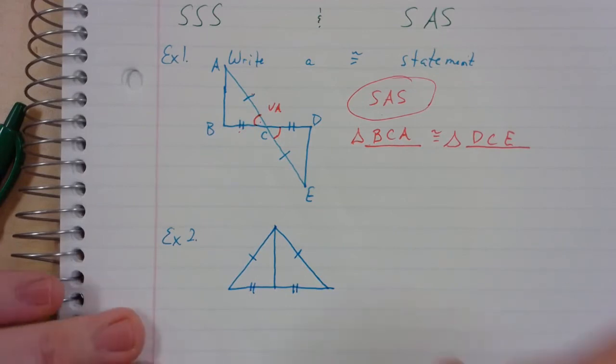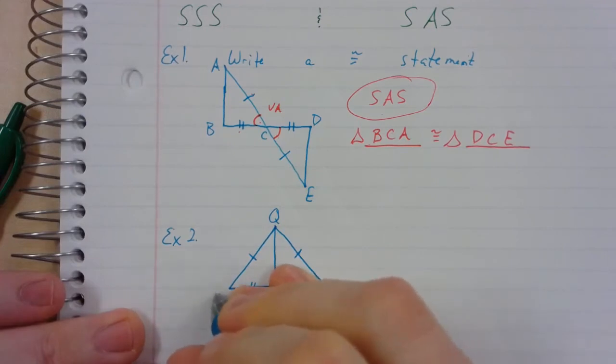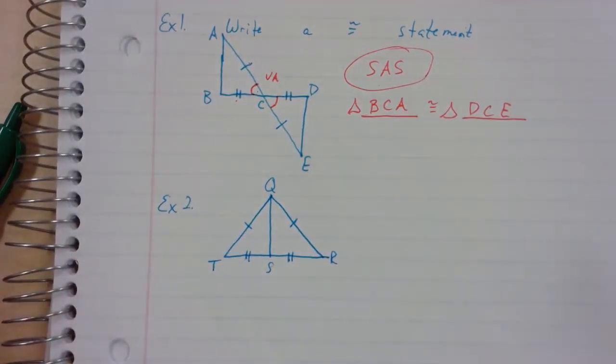We'll call this Q, R, S, and T. All right. So first thing I do, I always look for 2 things. Are there any vertical angles? No. What's the second thing I look for? It might look 90, but we don't know for sure.